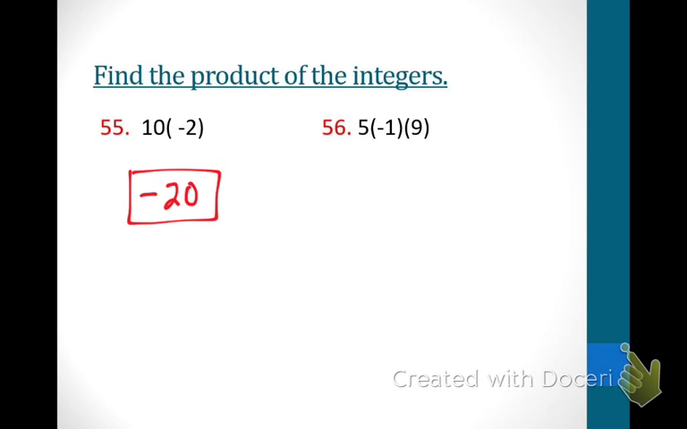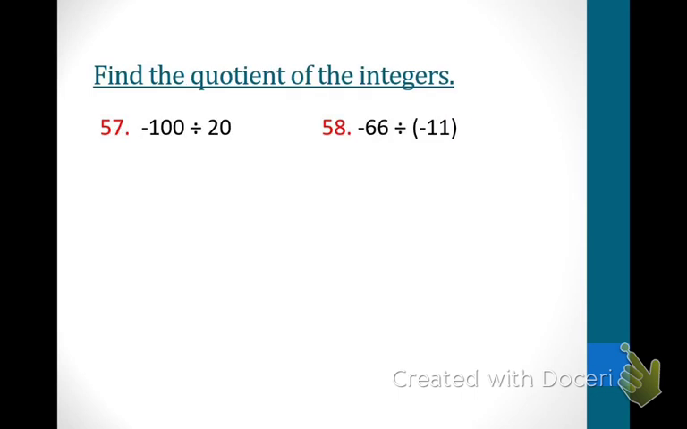Help me out with the next one. Alex, is my answer going to be positive or negative? Negative. Why is it negative? There's only one negative. 5 times -1 is -5, and then what would that be when you multiply times 9? -45. -45 is correct.